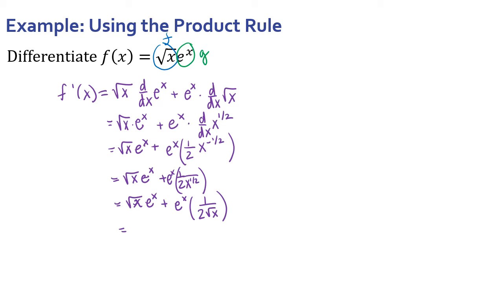I'll just simplify this a little bit more. So square root of x e to the x plus e to the x over 2 root x. It's super yucky, but that is the final answer. And we wouldn't have been able to find that if it wasn't for the product rule.